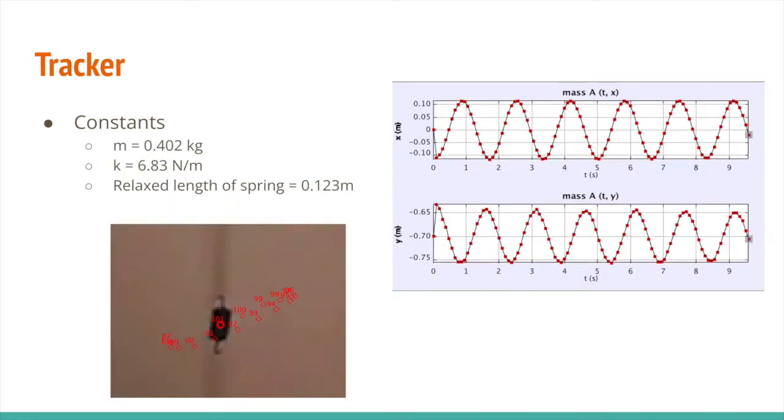To observe the experimental data, we're using Tracker. Using Tracker, I tracked the position of the spring mass frame by frame and got the following position and time graphs for the x and y axis. As you can see, this is oscillating motion. The constants have stayed the same from the pre-lecture videos, and they are mentioned here as the mass, spring constant, and the relaxed length of the spring.